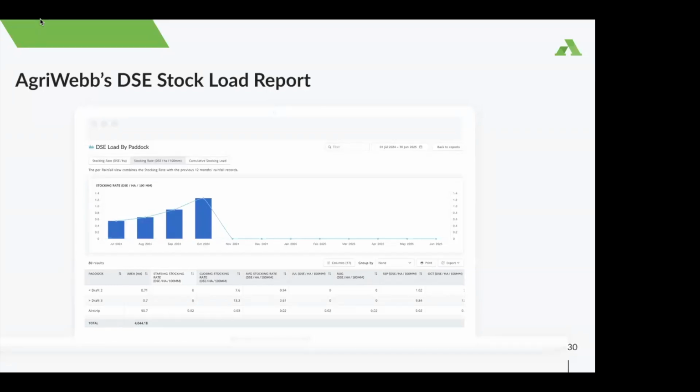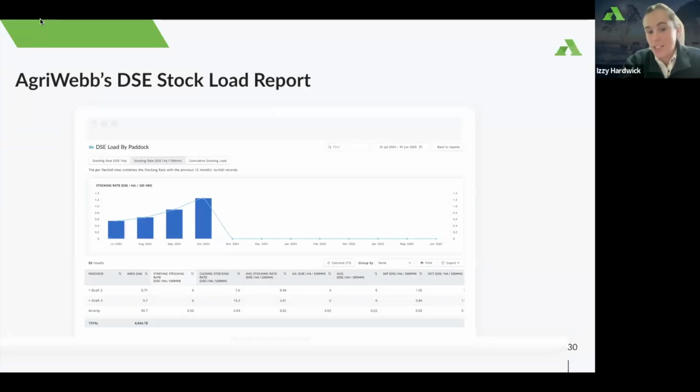Awesome. I'll pass things over to you. Just again, with the analysis, we talk a lot about AgriWebb as a record-keeping tool, right? But you also mentioned at the beginning that those records do turn into insights and reporting that, at the end of a grazing season, hopefully give farmers a snapshot of how things performed and where things landed as they plan for the next season. So I'll let you dive into this DSC stocking load report and even the rotational planner.